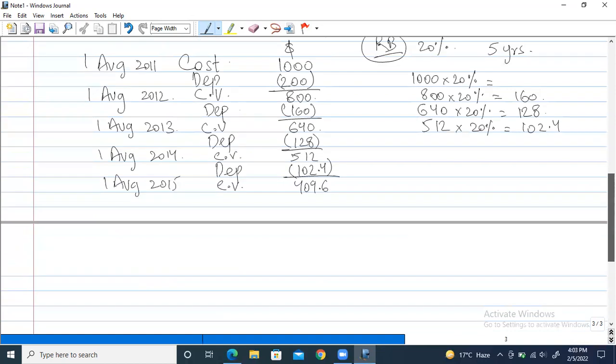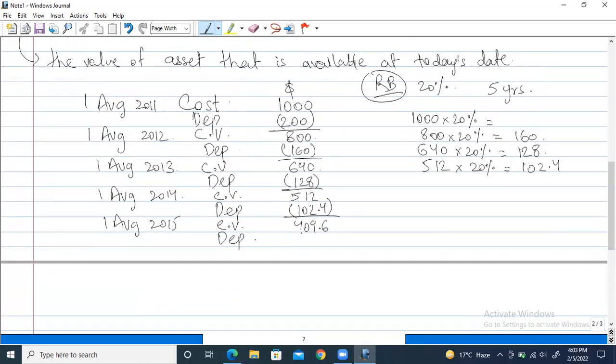Okay. And let's do the last year as well over here. So depreciation. Now we'll charge it on 409.6 into 20%. This is 81.9. Okay, so 81.9. And this will be our final carrying value at 1st August 2016. And 409.6 minus 81.9 is 327.7. Okay, and this is the final carrying value at the end of 5 years.